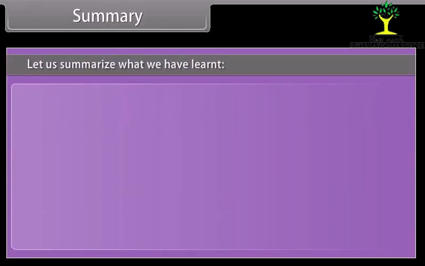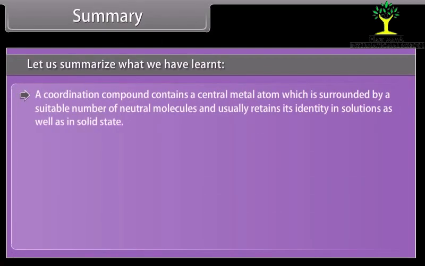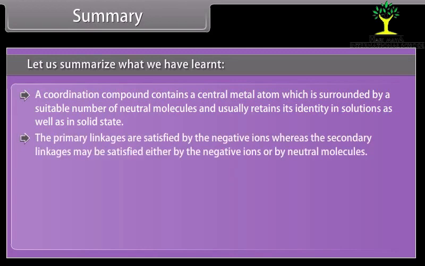Summary. Let us summarize what we have learned. A coordination compound contains a central metal atom which is surrounded by a suitable number of ions or neutral molecules and usually retains its identity in solutions as well as in the solid state. The primary linkages are satisfied by the negative ions, whereas the secondary linkages may be satisfied either by the negative ions or by neutral molecules.